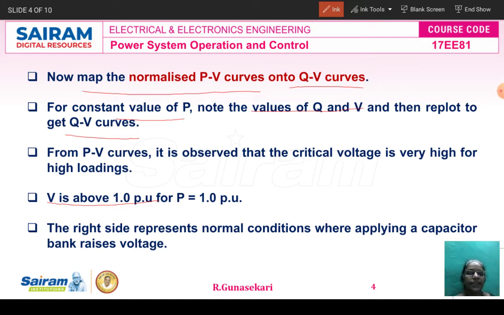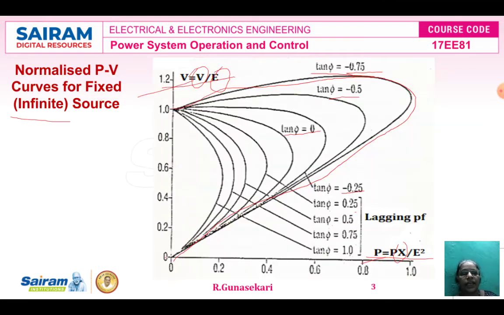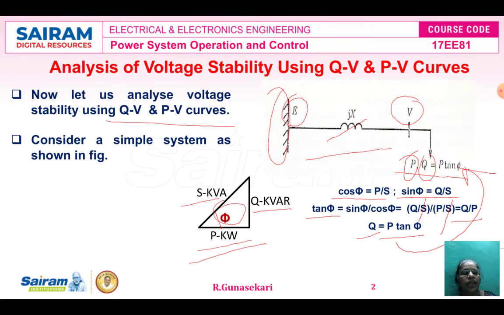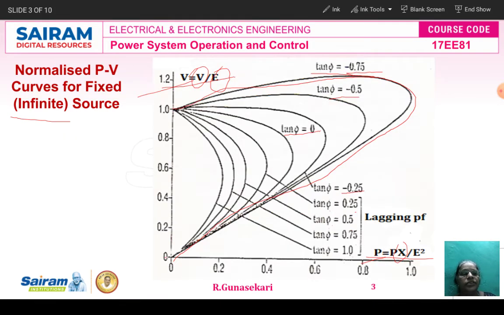The right hand side represents the normal condition, where applying the capacitor bank raises the voltage. Now you see the diagram. This is the right hand side. You see the right hand side, that means you see the curve. This is the curve.